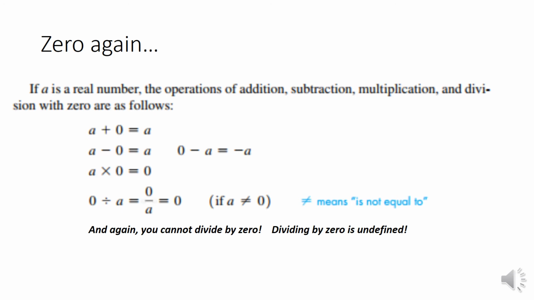Last but not least, we pay special attention to the only number without a sign, 0. 0 added to any real number gives you the number you started with, or subtracted gives you the same number that you started with. 0 times any real number is equal to 0, and 0 divided by any real number also ends up being 0. But notice that, again, you cannot divide by 0. Divided by 0 is undefined and will get you into trouble.